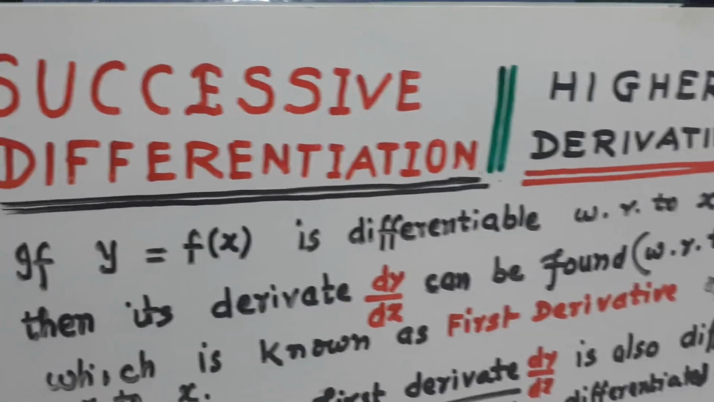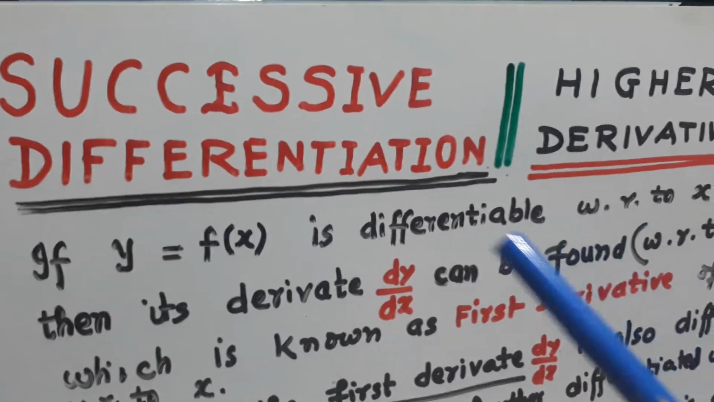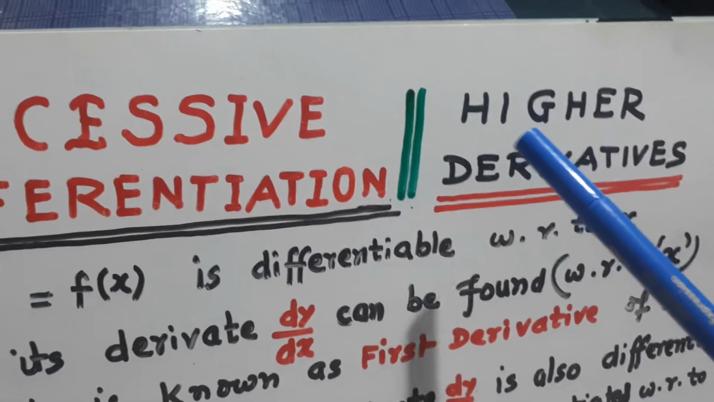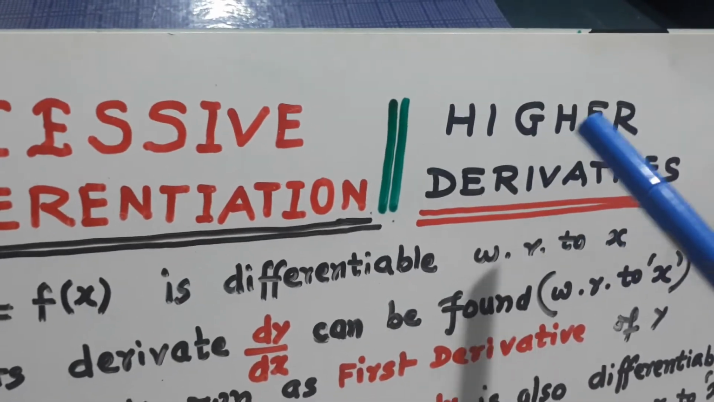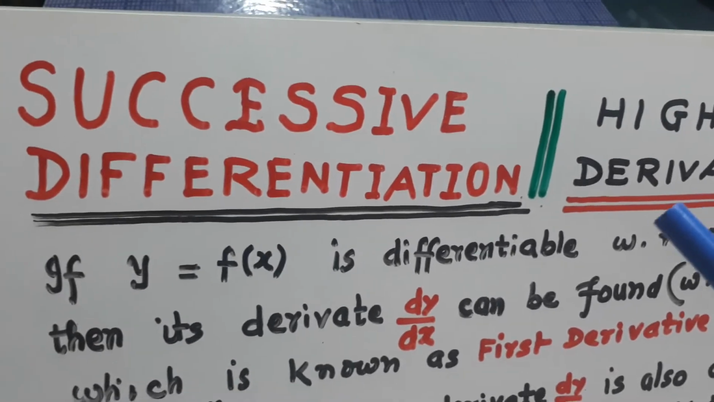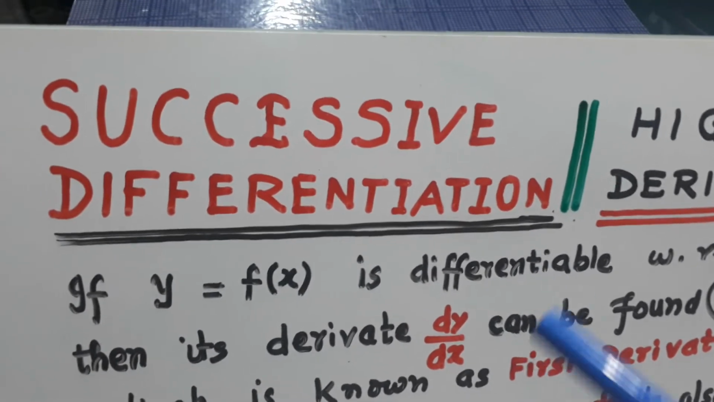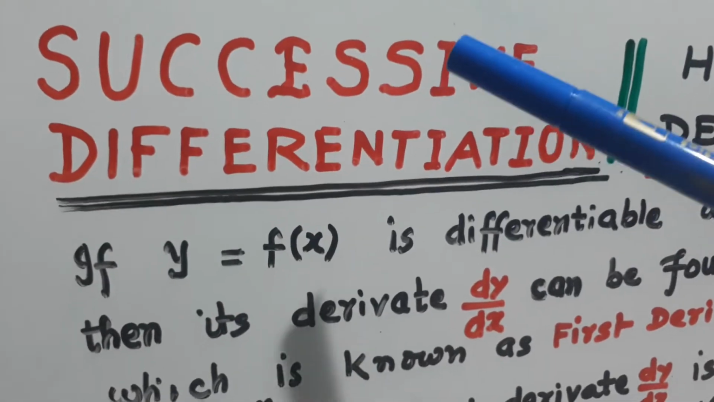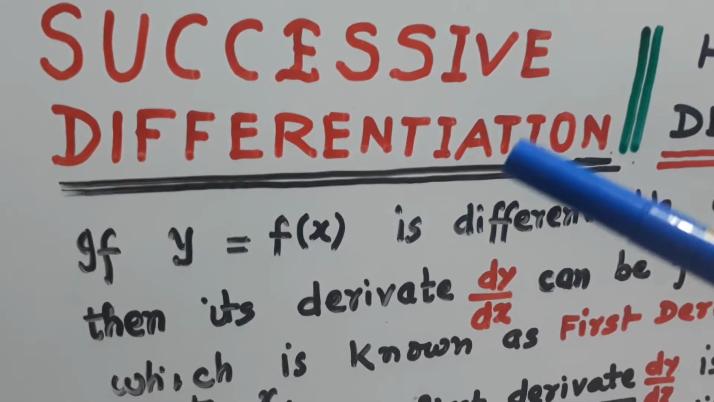I'm coming with successive differentiation. Another name is higher derivatives. And still another name is तारीख पे तारीख. Successive means एक बार डेरिवेटिव लेंगे फिर उसका डेरिवेटिव.